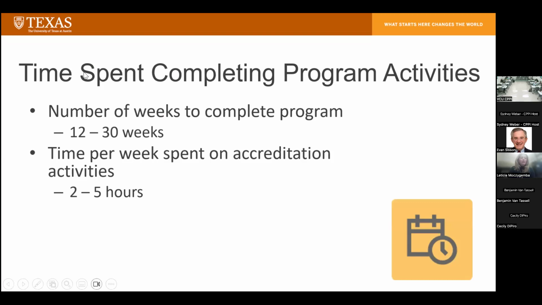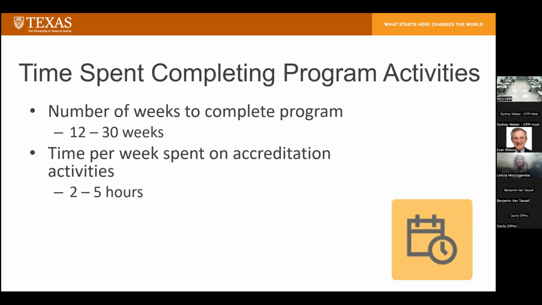So on average, and this really varied, in terms of time spent completing the program, it really ranged from 12 to 30 weeks. And I think this was just a function of the environment. Our most recent cohort was on the shorter end. There was just so much going on in that 2020 and 2021, that's where some of these longer weeks really occurred.